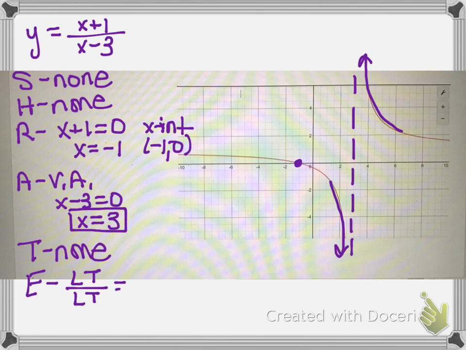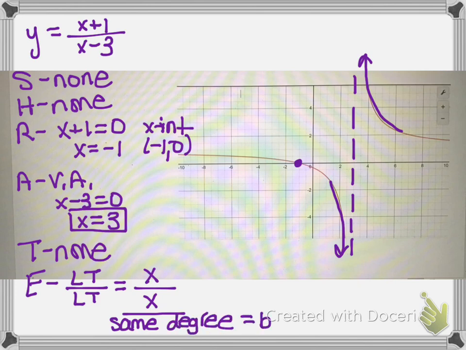Okay, and in this case, the leading term in my numerator is the x, and the leading term in my denominator is also x. The fact that these 2 leading terms have the same degree, the same power to them, tells me that I fall into what we refer to as the balanced category. So I have a linear over a linear, therefore it is balanced. If I have a quadratic over a quadratic, it would be balanced. Okay, so what that tells me is 2 things.